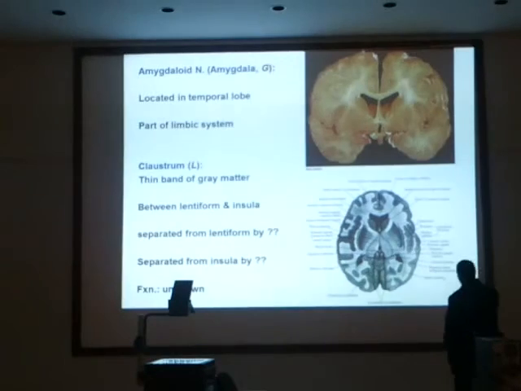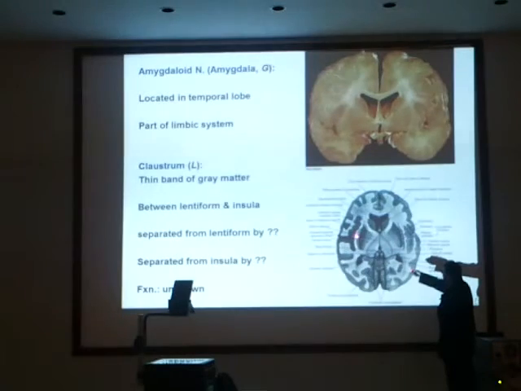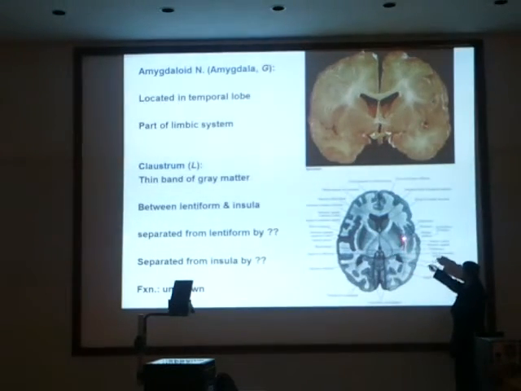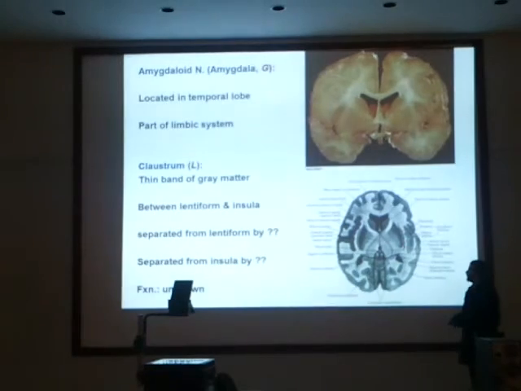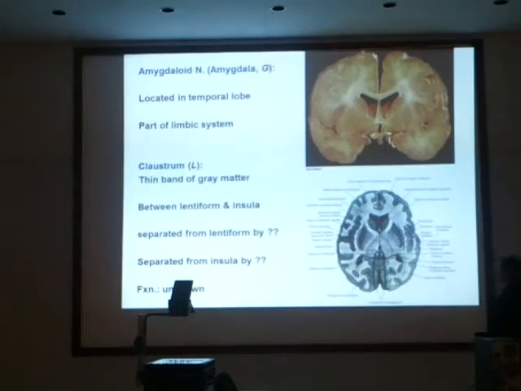In between there is what? A thin band of the gray matter, here and all the way here. This band of gray matter, we refer to it as the claustrum. The claustrum is separated from the corpus striatum of the basal nuclei by what we call the external capsule of white matter, and it's separated from the insula by what we call the extreme capsule. So from the insula by the extreme capsule, and from the corpus striatum by the external capsule. Its function, until recently, was unknown.